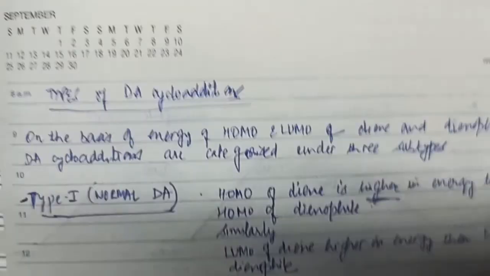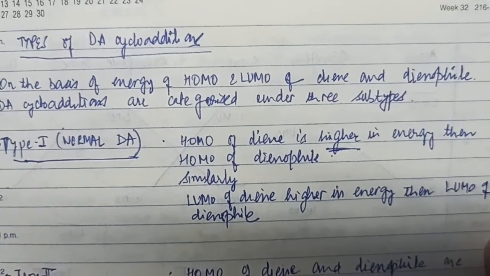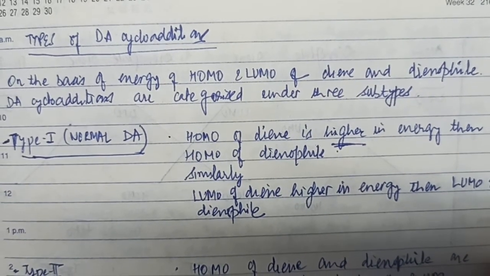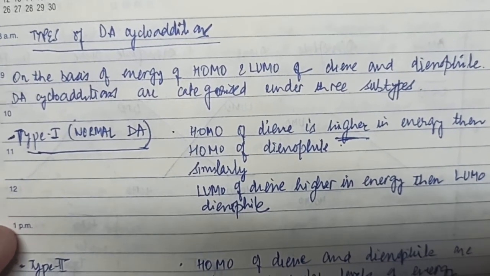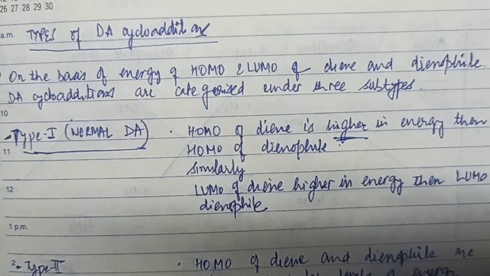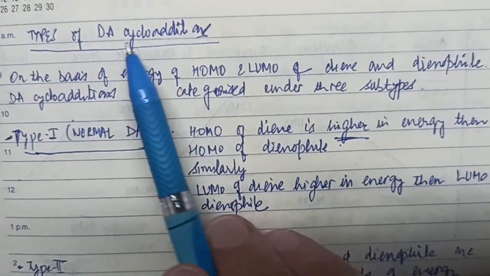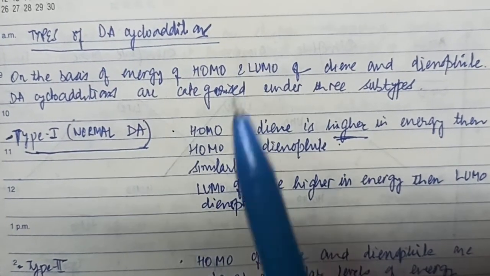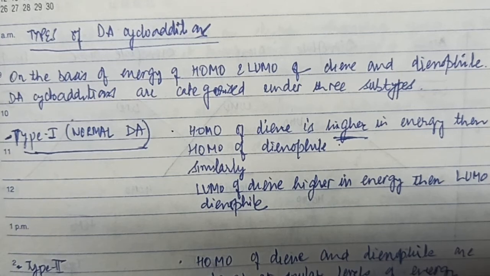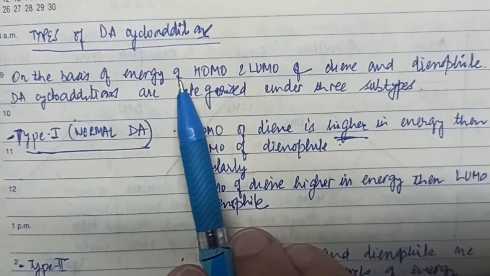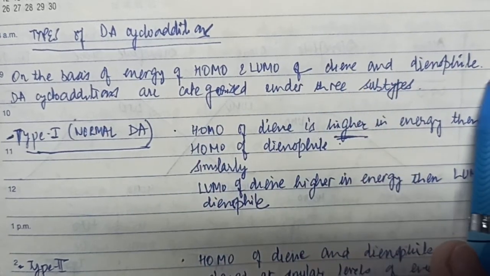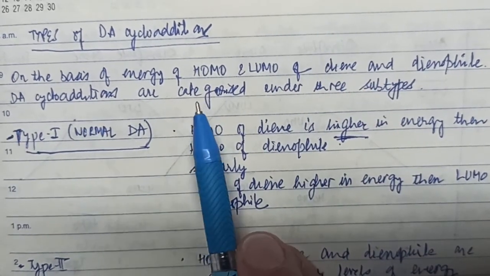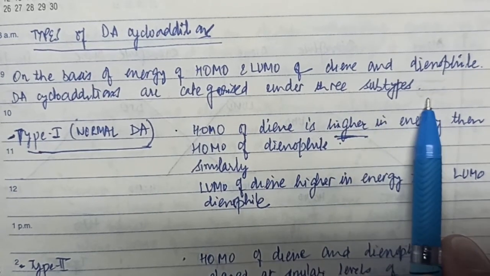Now we've been using this word normal Diels-Alder cycloaddition reaction. Let's talk about what other types of Diels-Alder cycloaddition reactions are possible. We classify the DA cycloaddition reactions on the basis of the energy positioning of the HOMO and LUMO of the diene and dienophile. So on the basis of energies of HOMO and LUMO of the diene and dienophile, DA cycloadditions are largely categorized into three subtypes.